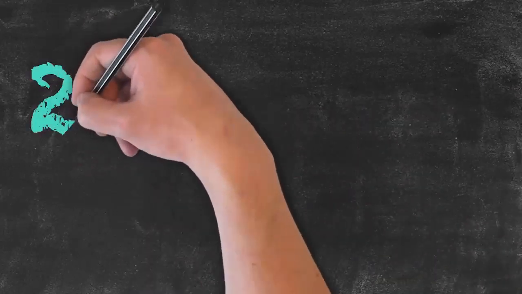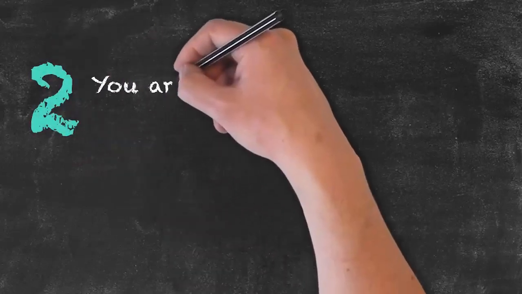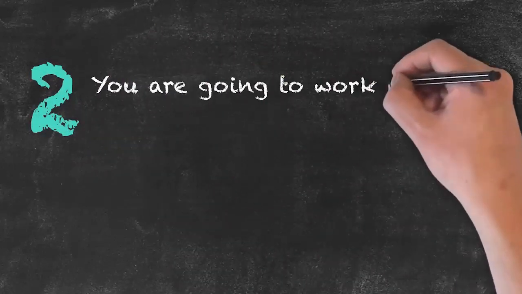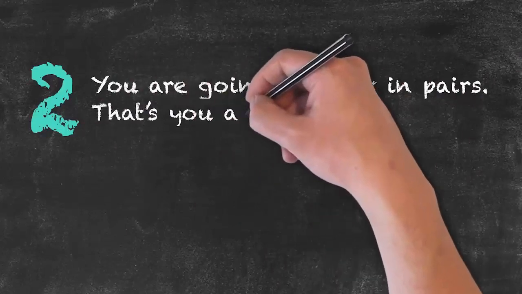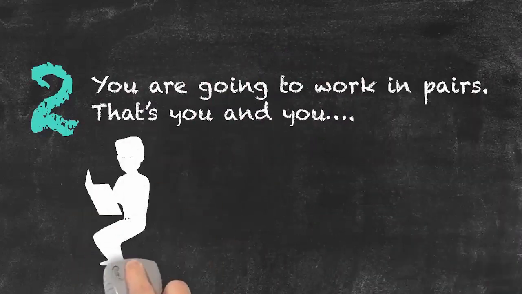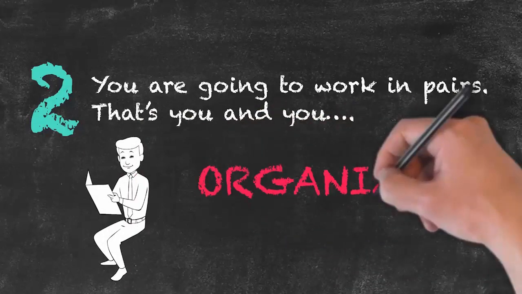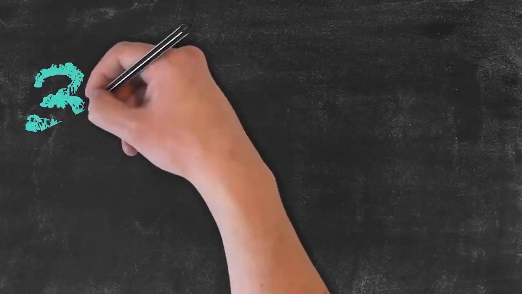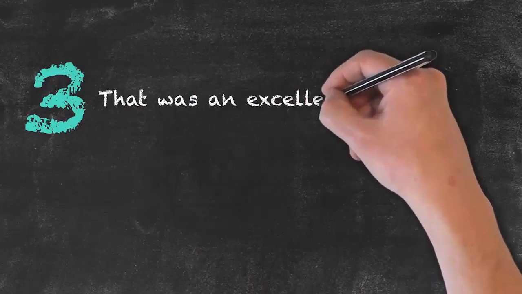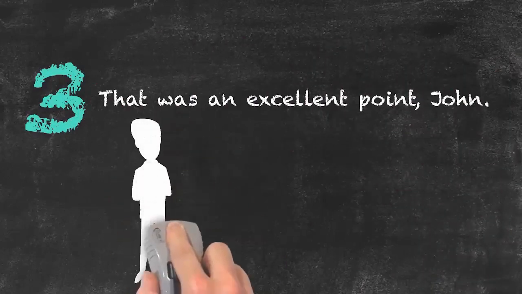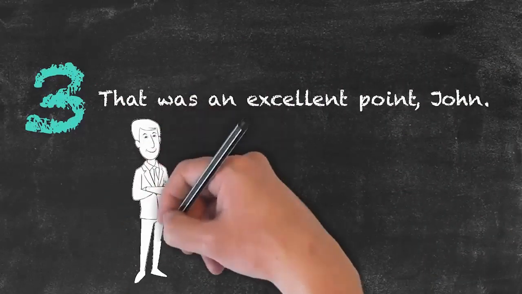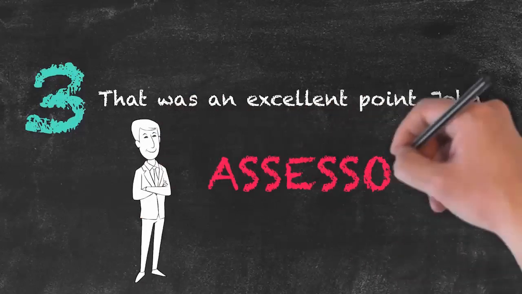Second thing that they might say, "Okay, you're going to work in pairs, and that's you, and you, and you, and so on and so forth." So what the teacher is doing at this stage is actually acting as an organiser. Third example, the teacher may say something like, "That was an excellent point, John," and what he's doing there is acting as an assessor to the information that he's been given.